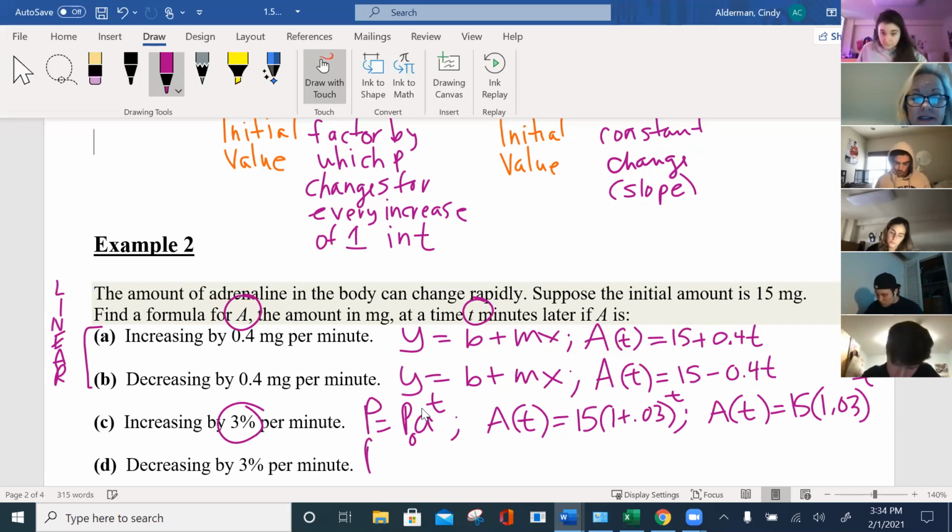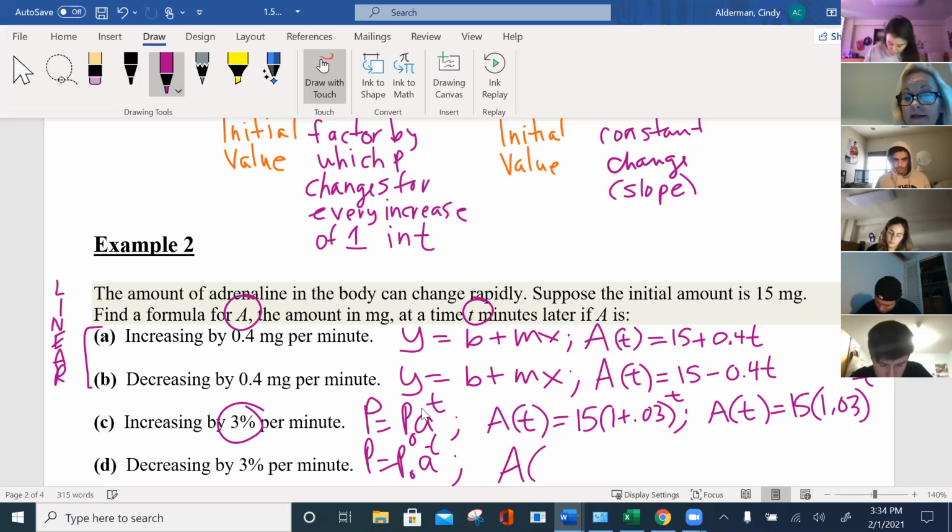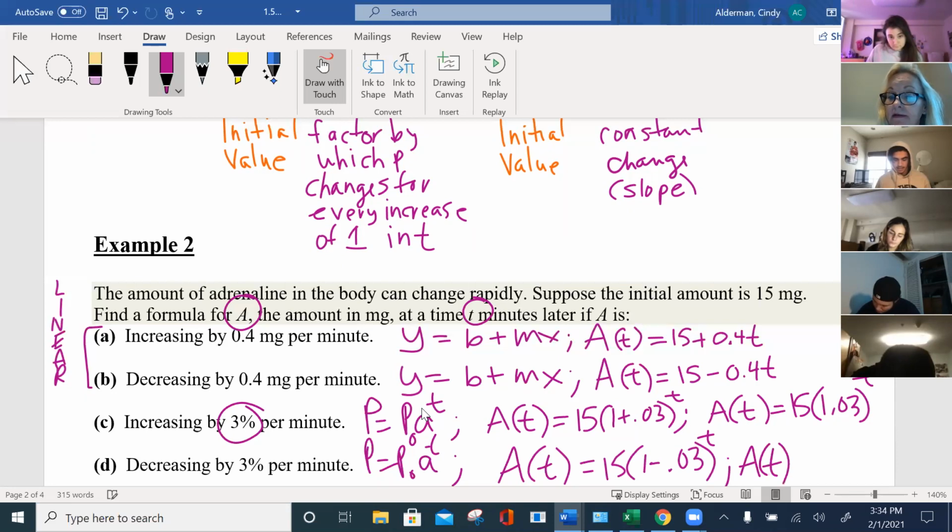Now, the only difference here, again, we're going to use this same formula. A of T is going to equal 15. This time it's 1 minus 0.03 because it's decreasing. So you would get the final answer of 15, and then 1 minus 0.03 is 0.97 to the T power.